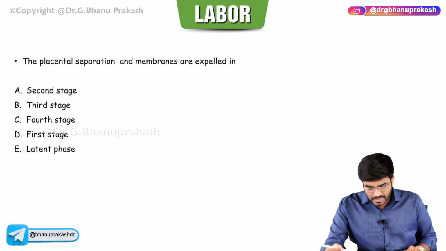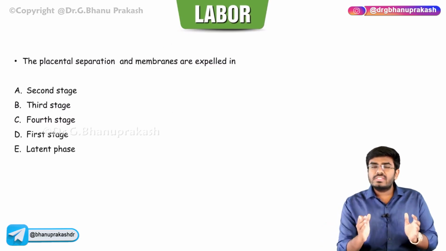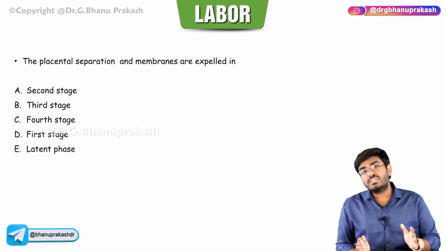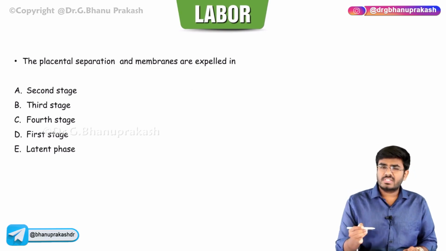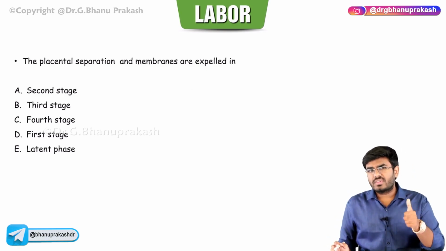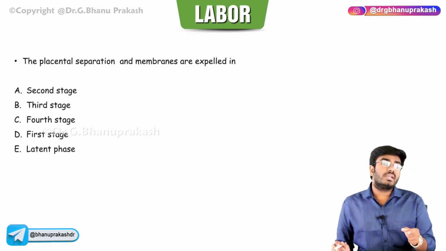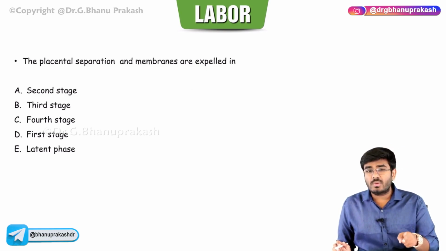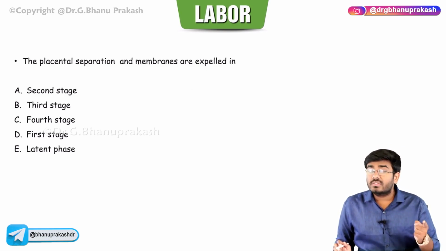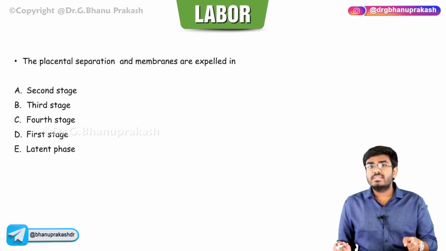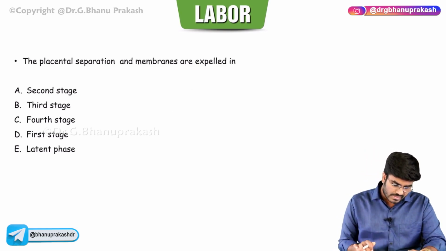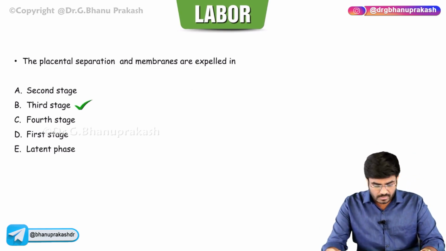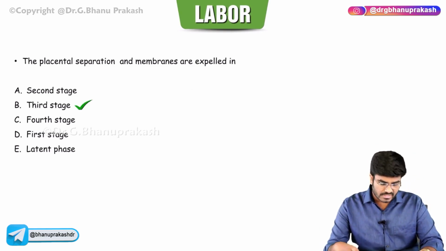Now, let's see, the placental separation and membranes are expelled in which stage of labor? The placental separation happens in first stage, second stage, or third stage? The first stage of labor is all about cervical effacement and cervical dilation. The second stage of labor is all about delivering the baby. The third stage of labor is all about the separation and delivery of the placenta. So in the third stage of labor, the placenta will be separated.